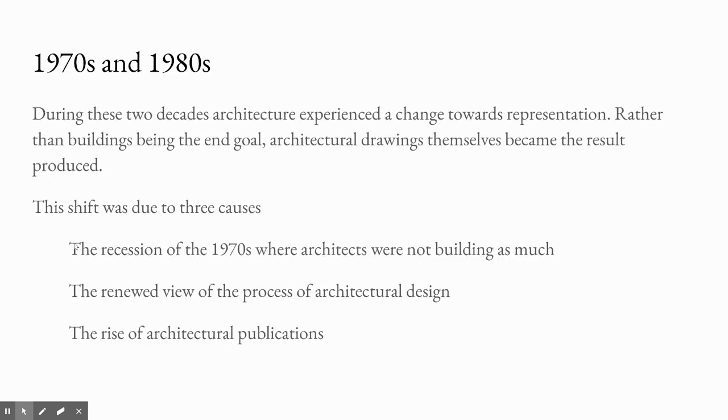In the 1970s to 1980s, architecture experienced a change towards representation. Rather than buildings being the end goal, architectural drawings themselves became the result produced. This shift was due to the recession in the 70s, since architects were not building as much, a change in how the architectural design process was used, and thirdly, the rise of architectural publications.